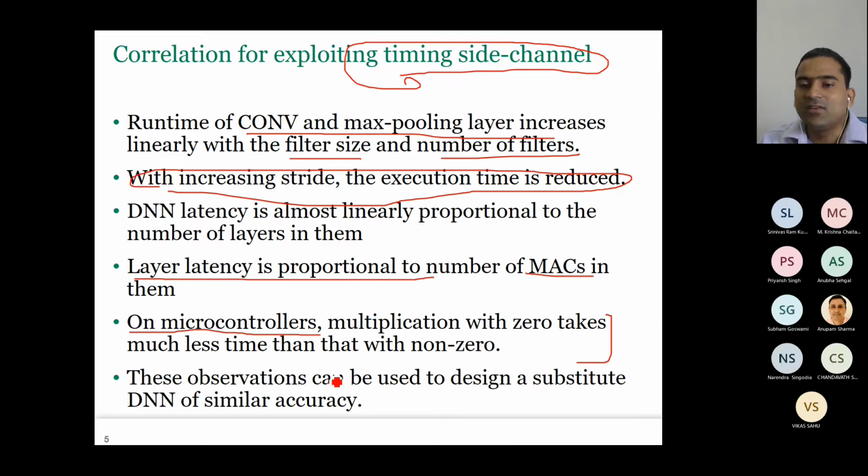Now these observations can be used to design a substitute DNN with similar accuracy. So the whole point is, suppose you keep on observing your competitor. Oh, they have done this, they have done this, then you leak the secrets and make your own brand, your own products. Maybe as you study more and more about neural networks, you will see these ideas yourself. At least the ideas on this slide are very simple, very easy to understand.